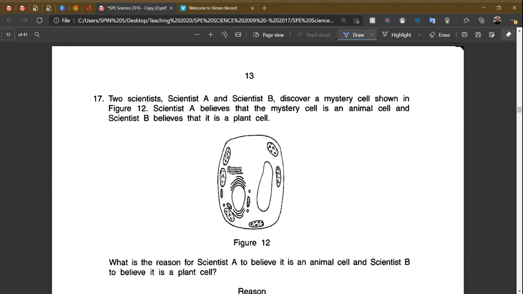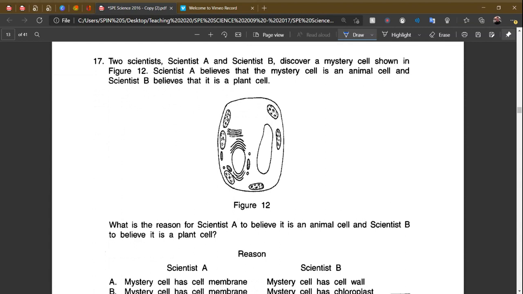Then let's continue. Number 17, two scientists, scientist A and scientist B, discover a mystery cell. Which means that this cell is something new. Shown in figure 12, scientist A believed that the mystery cell is an animal cell, and scientist B believes it's a plant cell. So A believes it's an animal cell, B believes it is a plant cell. What is the reason for scientist A to believe it is an animal cell? And what is the reason for scientist B to believe it's a plant cell?